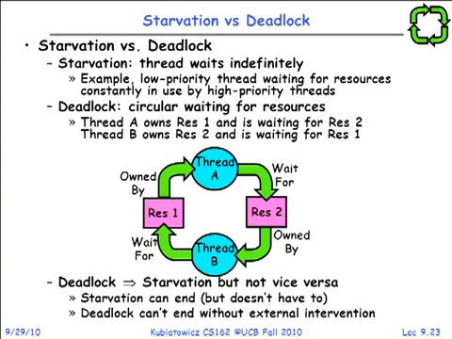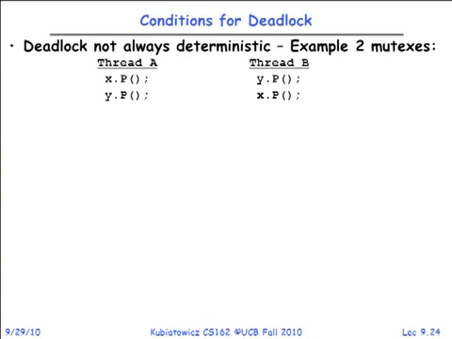Now, what are the conditions for deadlock? Well, one thing to note is deadlock's not always deterministic. So here is great deadlock code, right? Thread A does an x.p and then a y.p. Thread B does a y.p and then an x.p.